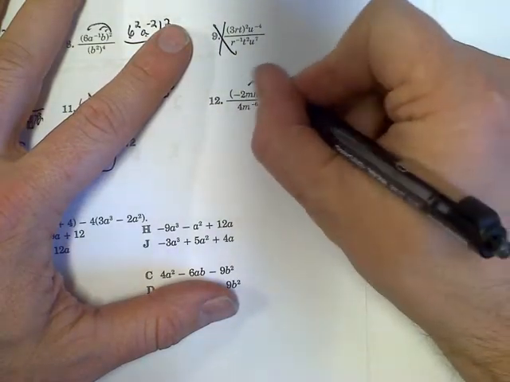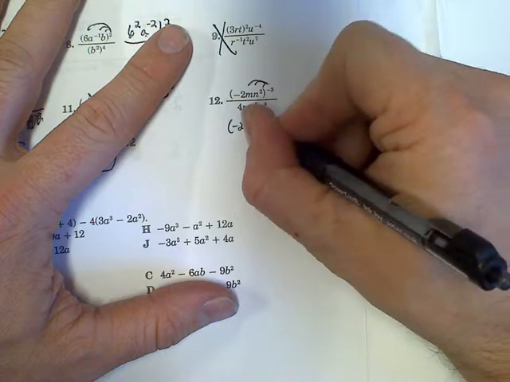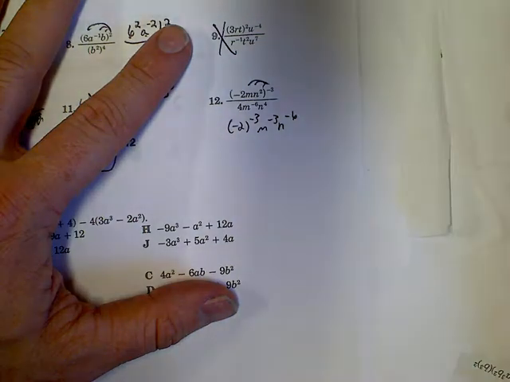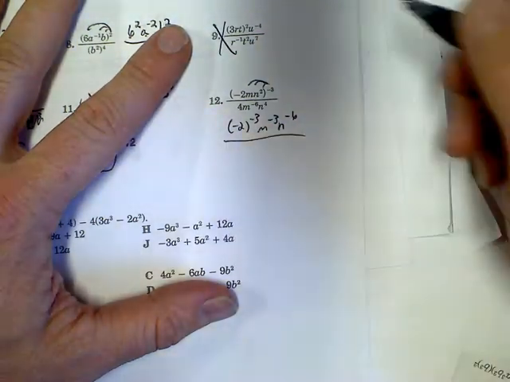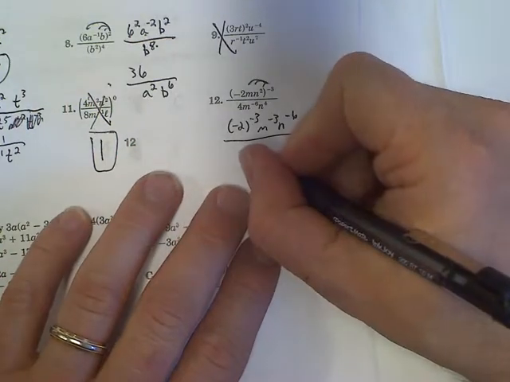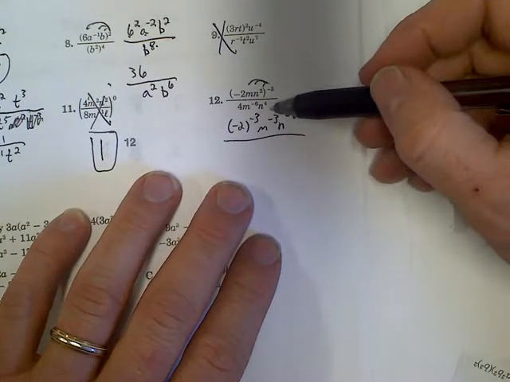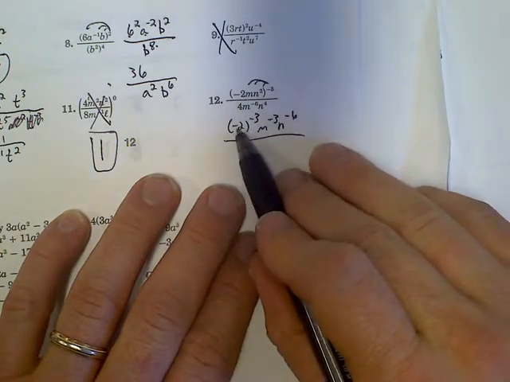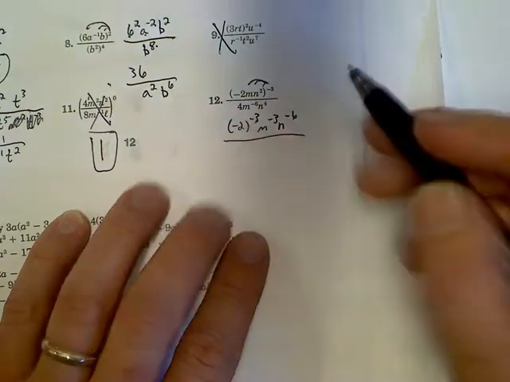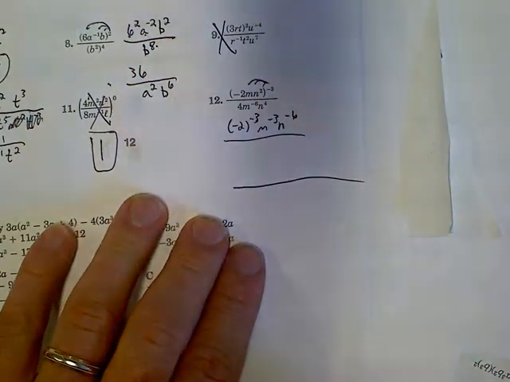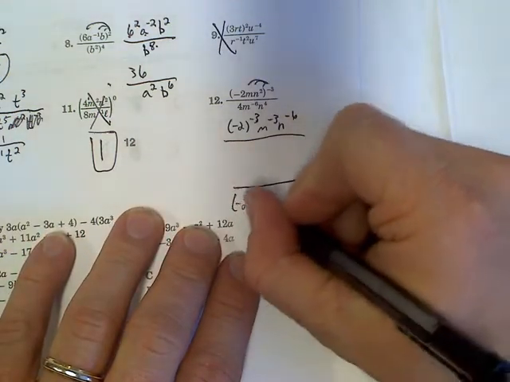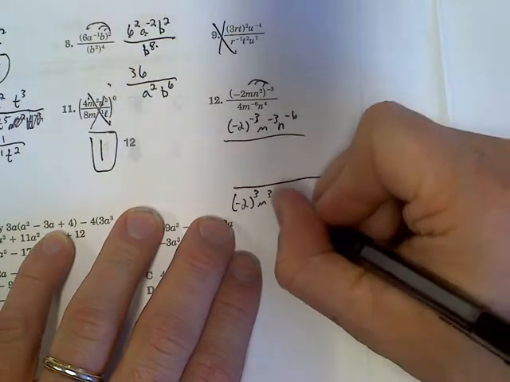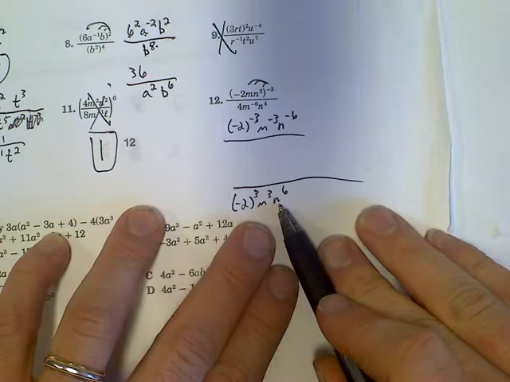So if I distribute the negative 3, that gives me negative 2 to the negative 3rd, m to the negative 3rd, n to the negative 6, all over. What I'm actually going to start doing is changing things around. So let's see what happens. So I know that negative 2 to the negative 3rd will have to go on bottom. So I'm going to rewrite everything. So this would be negative 2 to the positive 3 on bottom, m to the positive 3, n to the positive 6. So all of this goes to the bottom.